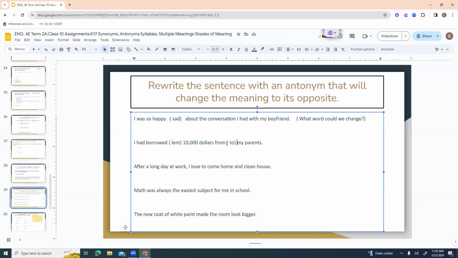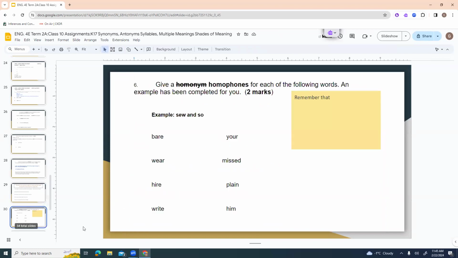After a long day at work, I love to come home and clean house. What would be the easiest way to change that sentence to mean the opposite? I would pick love. I could easily turn love into the word hate. And now you've got, after a long day at work, I hate to come home and clean house. Okay, I think you've got the idea. I'm going to move on now.